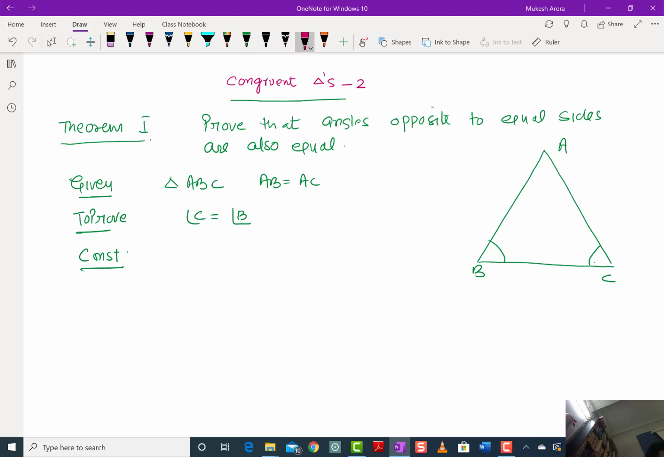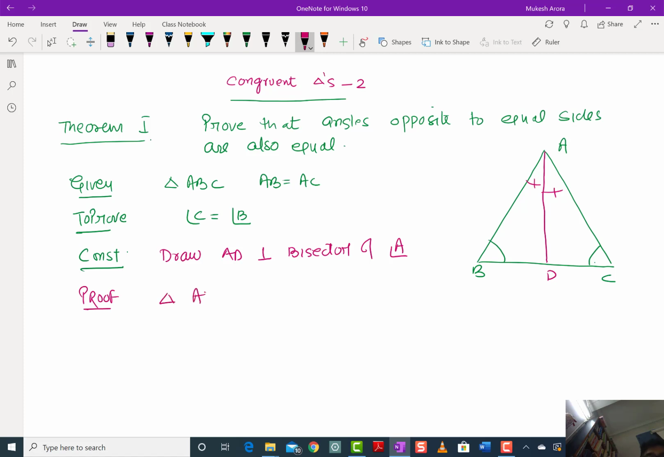Construction is: draw AD, the bisector of angle A. Proof.